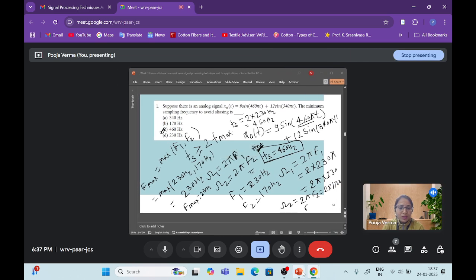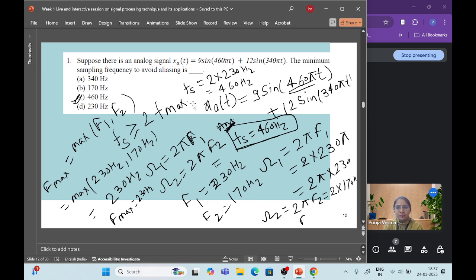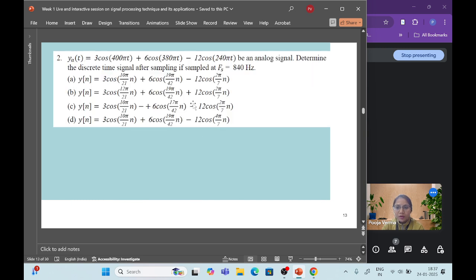So now moving to the next question. Okay. So next question is y a of t is equal to 3 cos 400 pi t plus 6 cos 380 pi t minus 12 cos 240 pi t. Be an analog signal. Determine the discrete time signal after sampling if sampled at fs is equal to 840 hertz. What will be the corresponding discrete time signal?